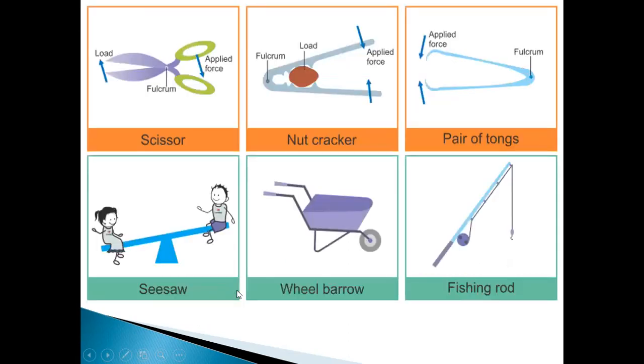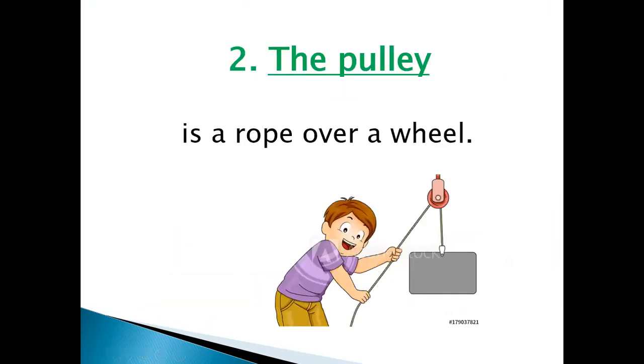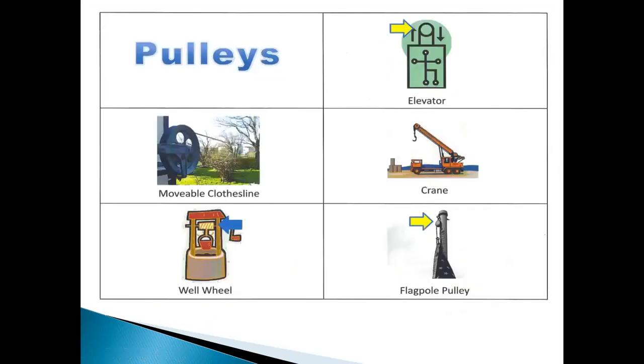Like what in our daily lives? Like the scissors, seesaw, nutcracker, wheelbarrow, pair of tongs, and fishing rods. Each one of them, it's using push and pull force. Okay? The second type of the simple machine is the pulley. What does it mean by a pulley? It's a rope over a wheel. Rope over a wheel. What are the examples of our daily lives using the pulley simple machine? Like the elevator, the well wheel, the flagpole, the crane, and the movable clothesline.